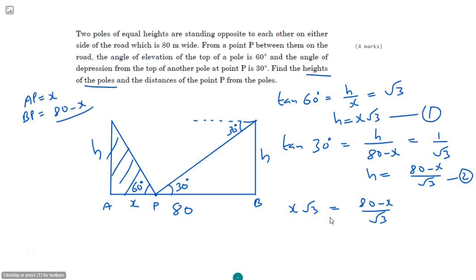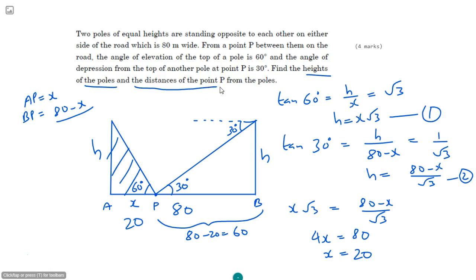If you solve this, you will get 4x equals 80 and x equals 20. So the distance of P from point A is 20 and the other distance here is going to be 80 minus 20, which is 60. So you have found the distances of the point P from the poles. That's 20 meters and 60 meters.